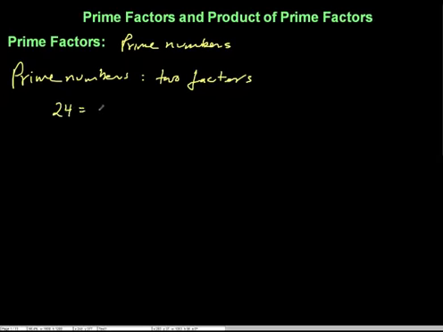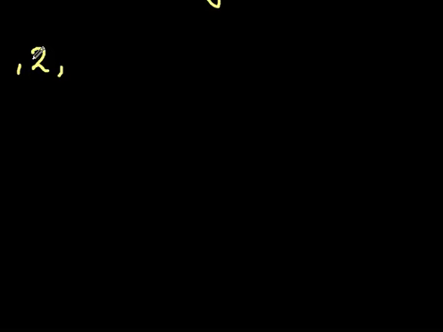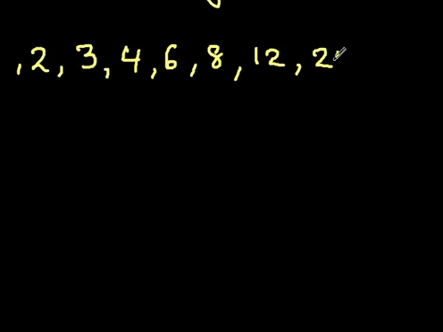Now 24 has, obviously 1 goes into 24, 1 goes into every number. 2 goes into 24 because 24 is an even number, and 2 goes into every even number. Now 3 times 8 makes 24, and then 4 goes 6 times, and 3 goes 8 times, 2 goes 12 times, and 1 goes 24 times, right? So these are the factors of 24.